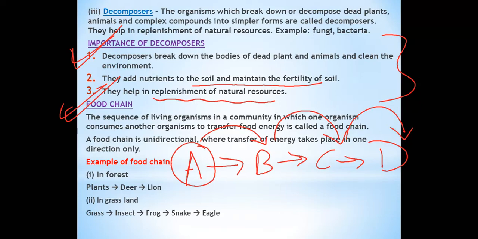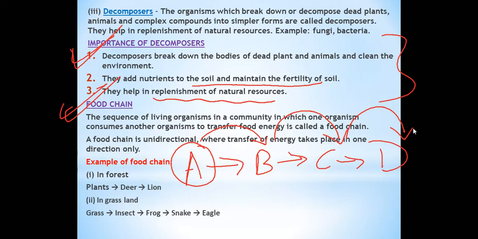So in this, what is happening? They all are dependent on each other for their food and they are transferring the energy. So they are forming what? They are forming a food chain. So a food chain is a sequence of organisms in which one organism depends on another organism for food, and transfer of energy also takes place over there. A food chain is unidirectional, where transfer of energy takes place in one direction only.